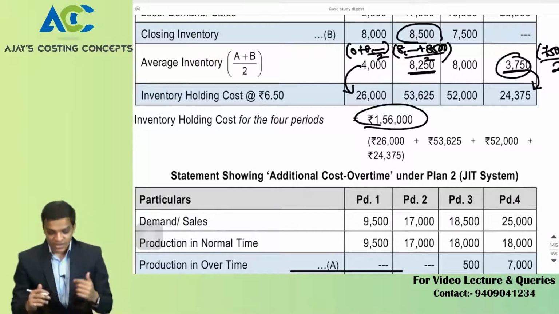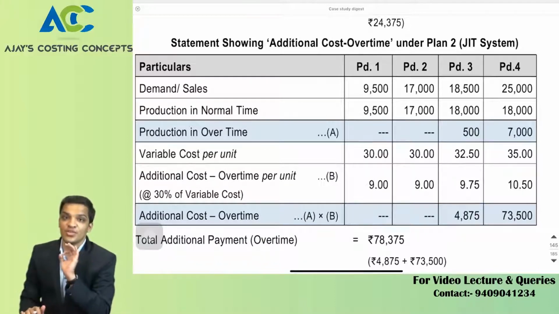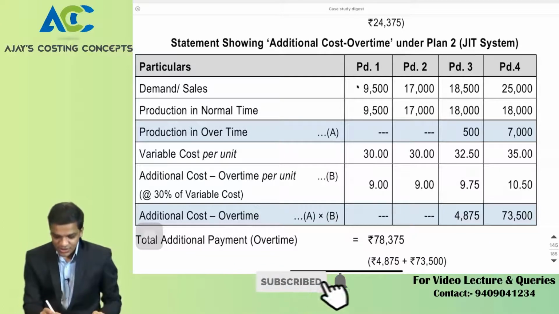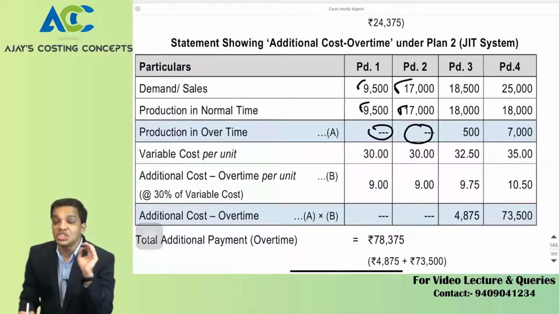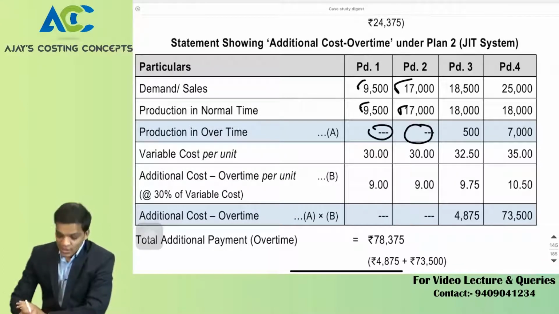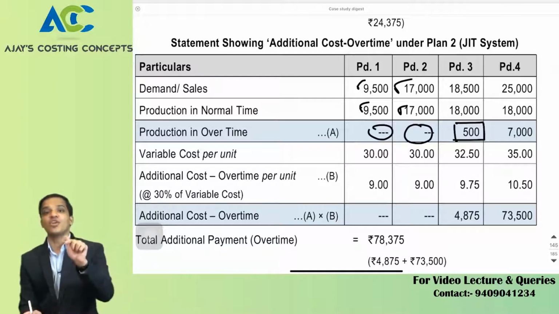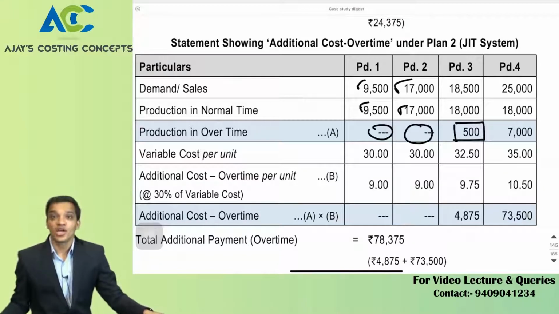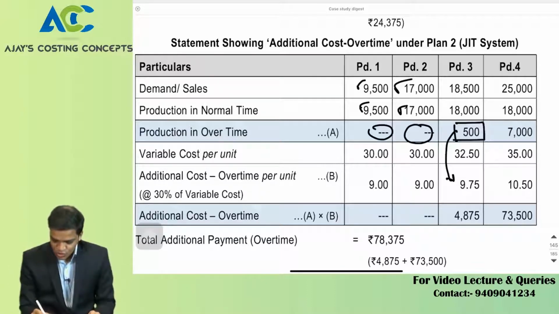Secondly, in plan 2, what will be the additional overtime cost? Now you understand. First, you can produce a maximum of 18,000 units. Your capacity is 18,000 units. In the first period 9,500 units, second period 17,000 units, so there is no question of overtime. In the third period, you are producing 18,500 because the demand is 18,500, so definitely you have to produce 500 in overtime. How much additional cost will be incurred for that overtime? 50% of the variable cost of that period. Now see, this is additional cost. I will not incur 30% cost, I will incur an additional 30% cost. So 500 into 30%, if you do, you will get this solution of 4,875.